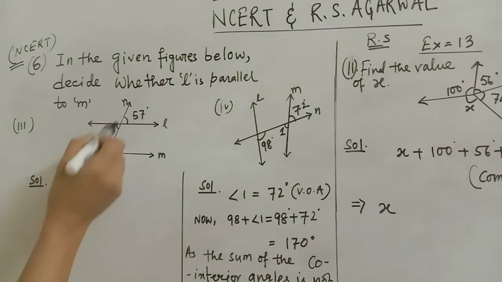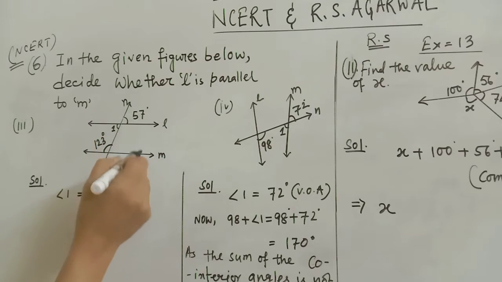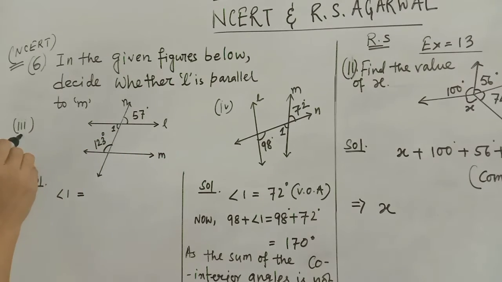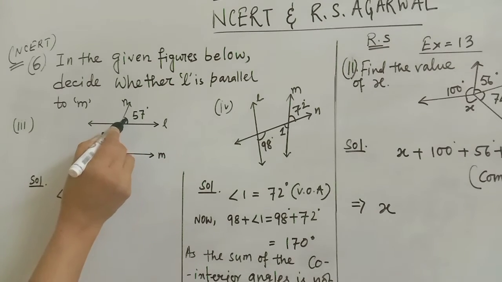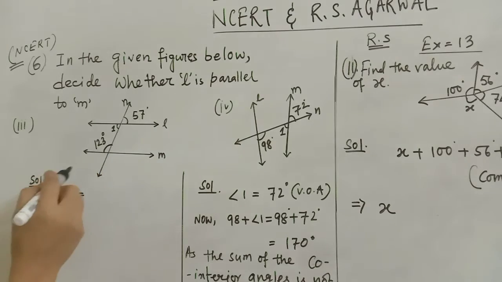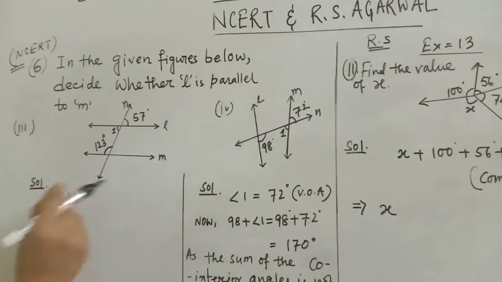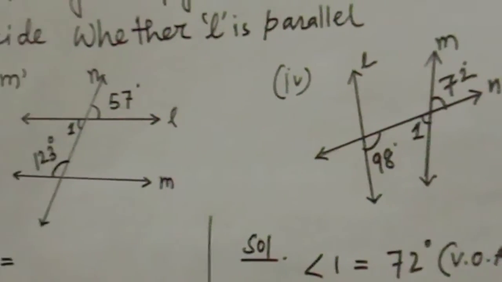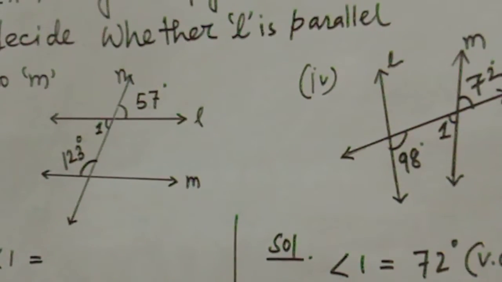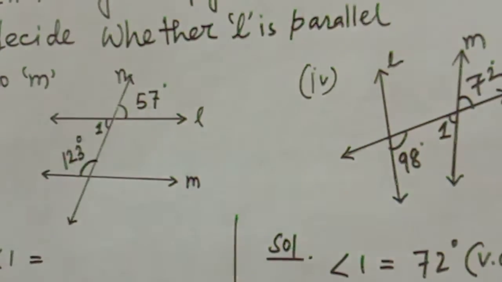You have to check the diagram. The figure is given here. Question number 3. This angle is 57 degree, it is also given, and this angle is 123 degree, given. What you have to find out is whether these lines are parallel or not. Three properties are there. You have to verify any one of them. If they are parallel, then we know that consecutive interior angles will be supplementary.